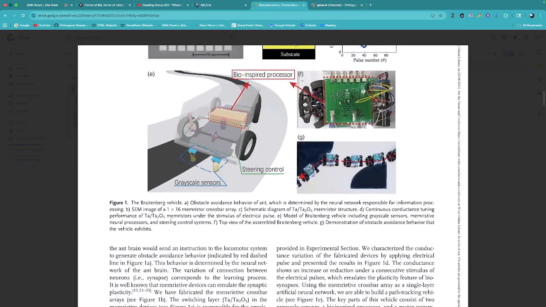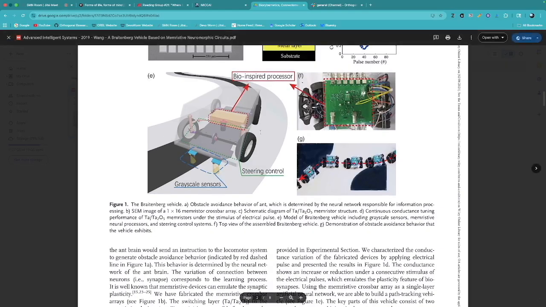And then E is a model of a Braitenberg vehicle, including grayscale sensors, memristive neural processors, and steering control systems. So this is the setup here in the diagram. The grayscale sensors are here at the bottom. You have the steering control. You have the bio-inspired processor, and it's going forward in this direction. Grayscale sensors are back here, and it's picking up the information and it's moving and following a path.